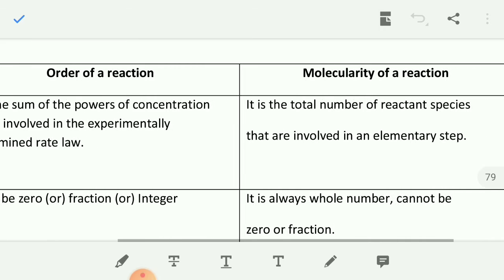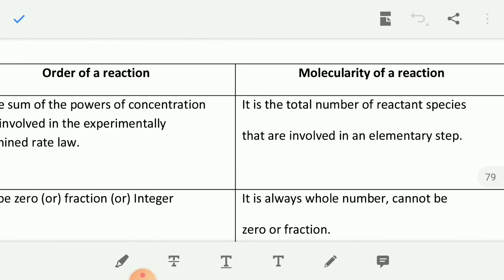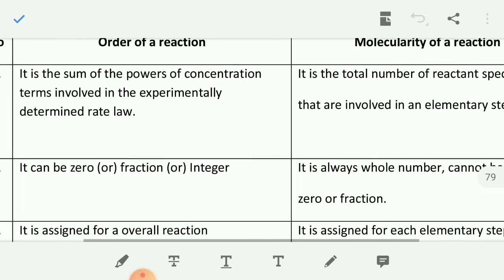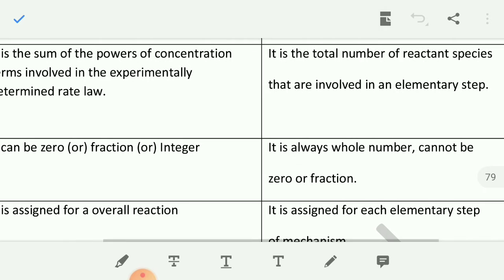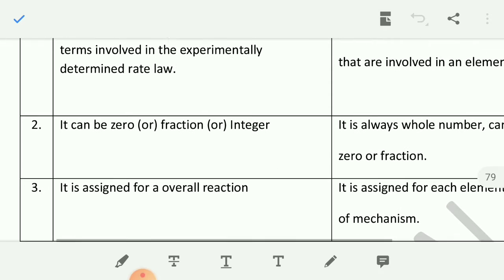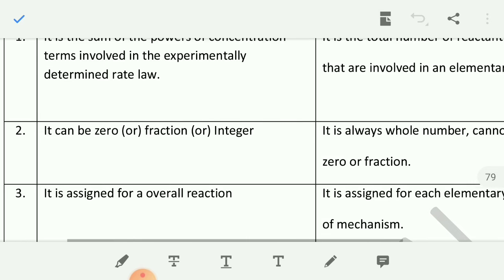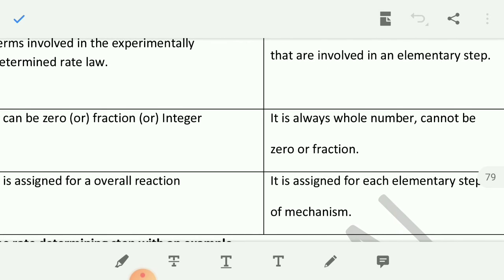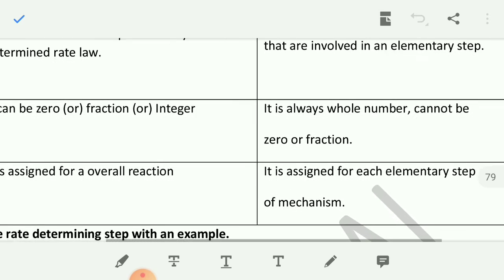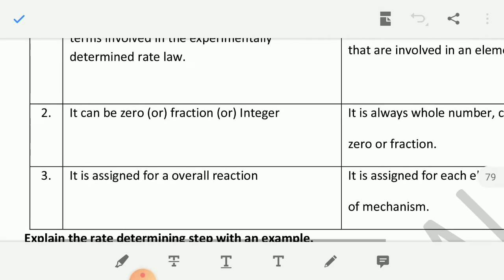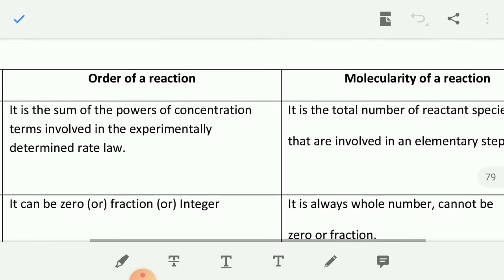Molecularity of a reaction is the total number of reactant species involved in an elementary step. The order of a reaction can be zero, a fraction or an integer, whereas molecularity is always a whole number, and cannot be zero or a fraction. Order is assigned for the overall reaction, whereas molecularity is assigned for each elementary step of a mechanism. This is the difference between order of reaction and molecularity of a reaction.